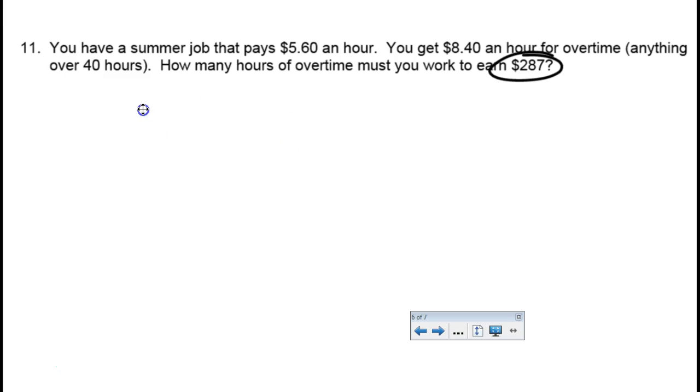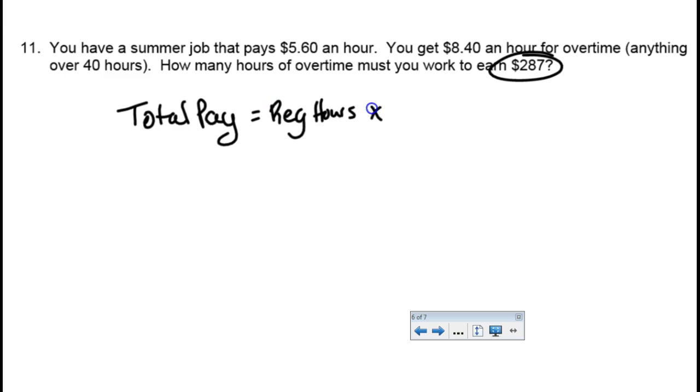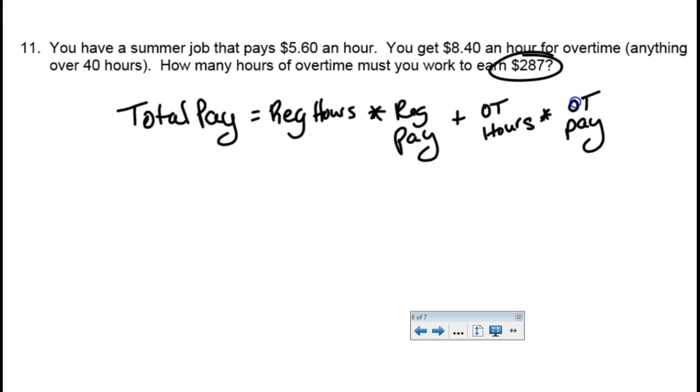So again, a verbal model might help us here. Our total pay is going to be calculated by regular hours that we're going to get paid regular pay for. But then, if we work overtime, all those overtime hours are going to get overtime pay. Overtime's awesome, isn't it? So let's start plugging in numbers.